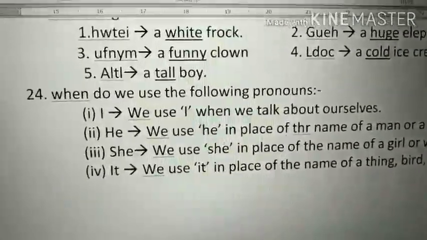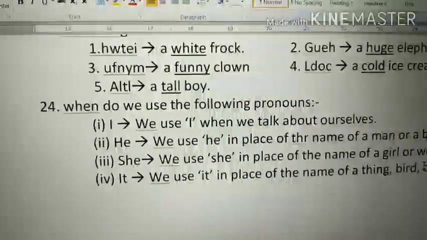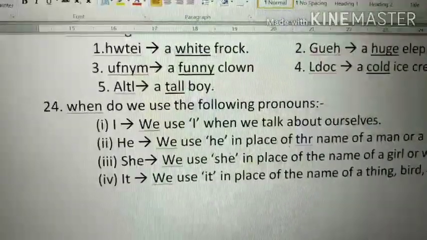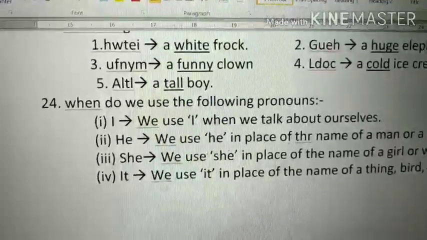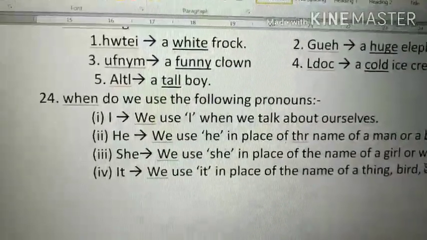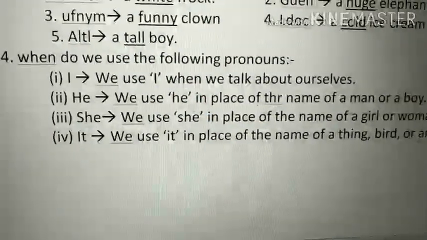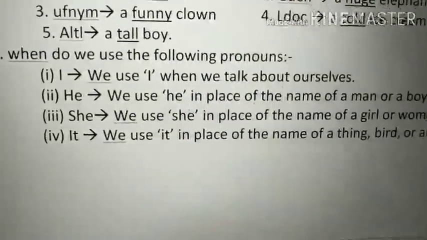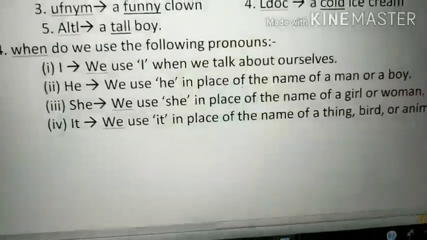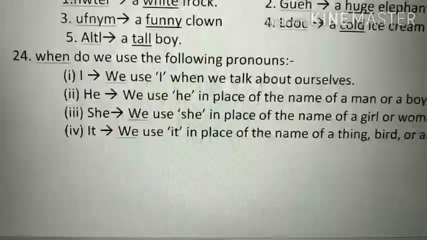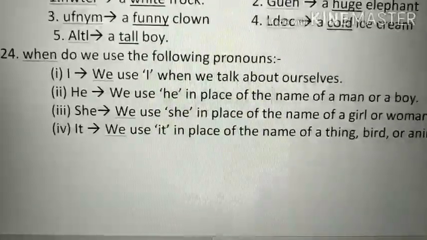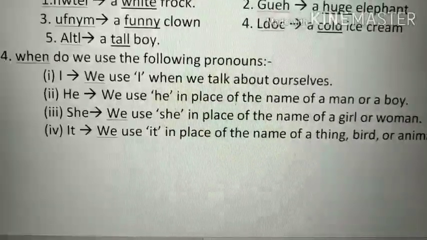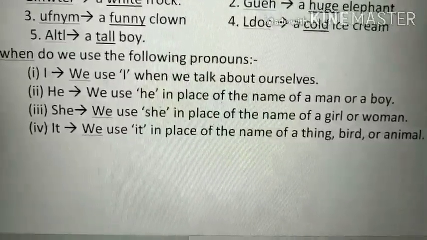When do we use the following pronouns? I. We use I when we talk about ourselves. He. We use he in place of the name of a man or a boy. She. We use she in place of the name of a girl or woman. It. We use it in place of the name of a thing, bird, or animal.